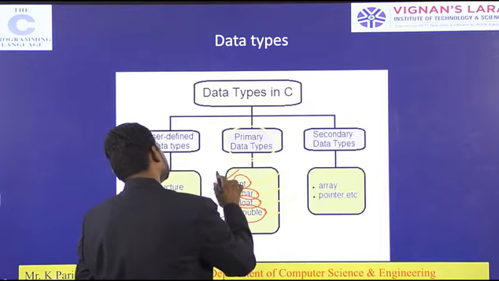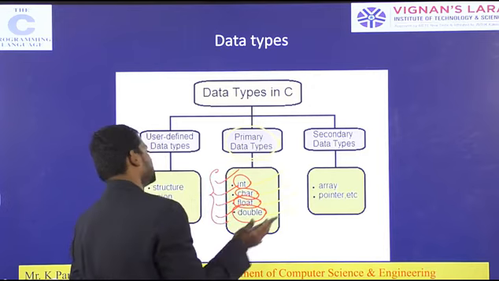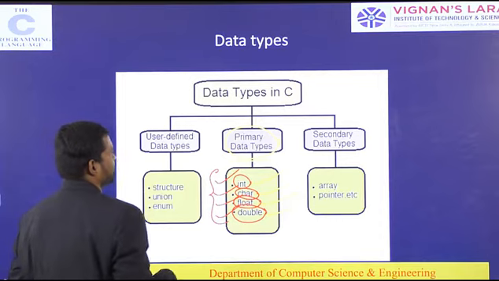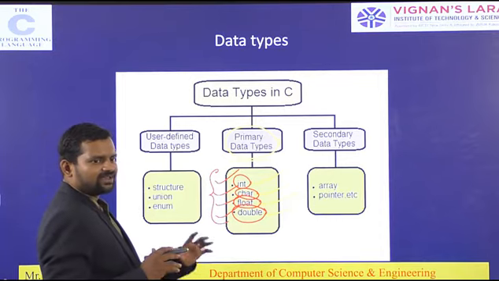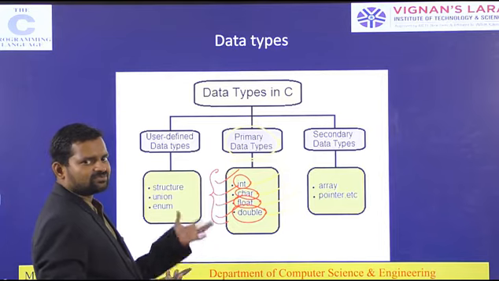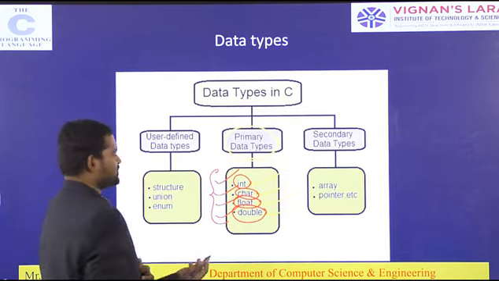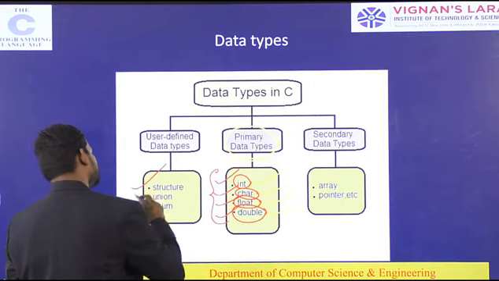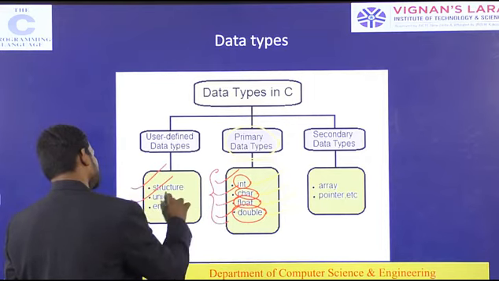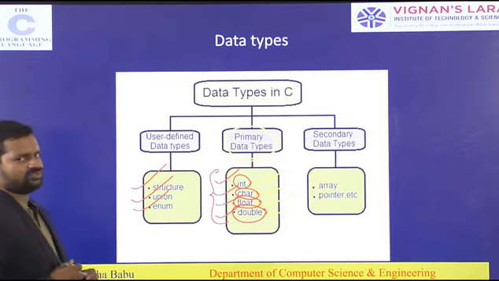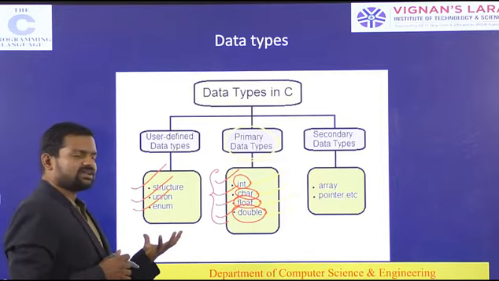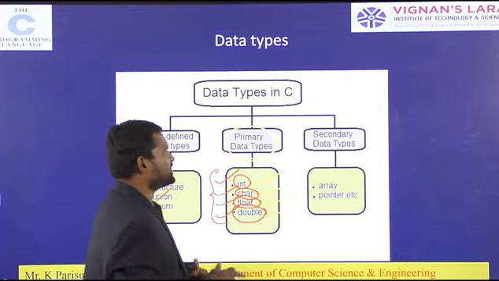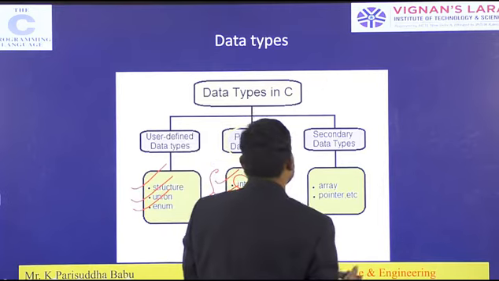With the help of these data types only, we are going to create other data types, that is, user defined data types. With the help of these primary data types we are creating structures, unions, and enumerated data types. These data types are created by the user with the help of primary data types. And other secondary data types are also built-in data types.